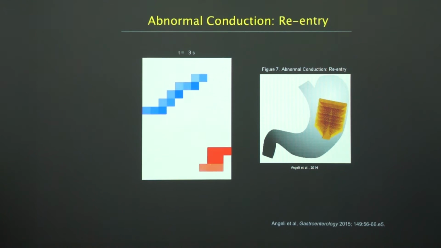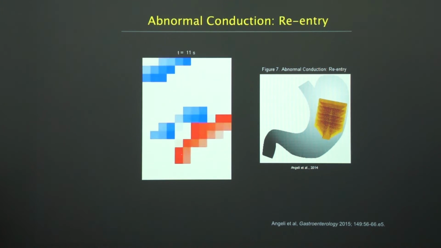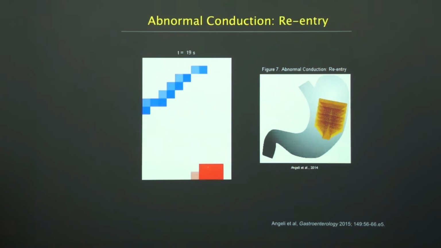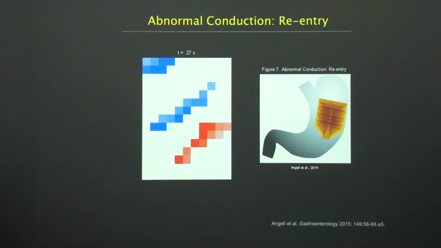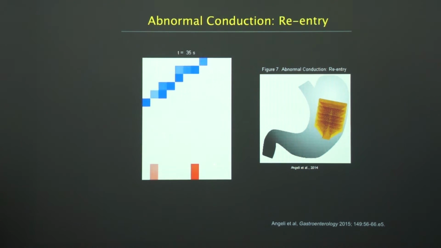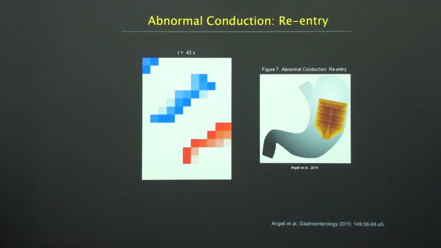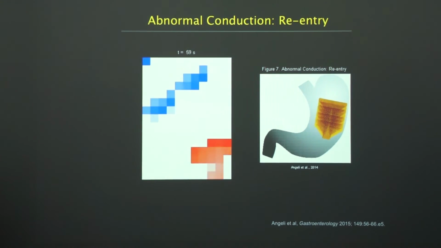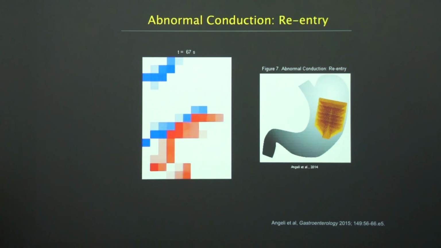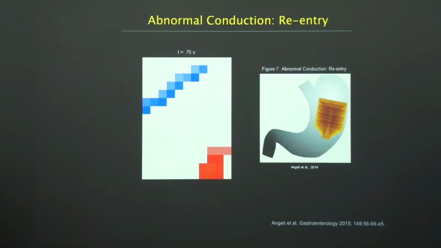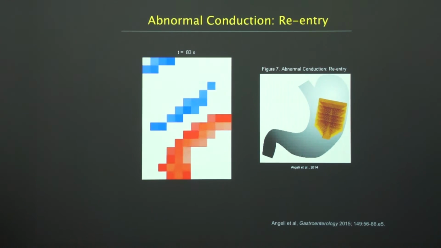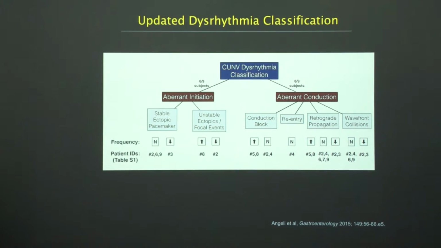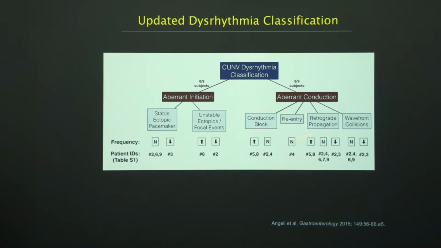What we see here is that we get our activity that propagates in basically a looping circuit around this distal portion of the array, reactivating that same circuit over multiple cycles. It results in retrograde propagation up the stomach, which collides with an antegrade wavefront coming down the stomach. Again, very abnormal conduction patterns compared to the normal stomach. So we're able to update our dysrhythmia classification scheme for these patients.